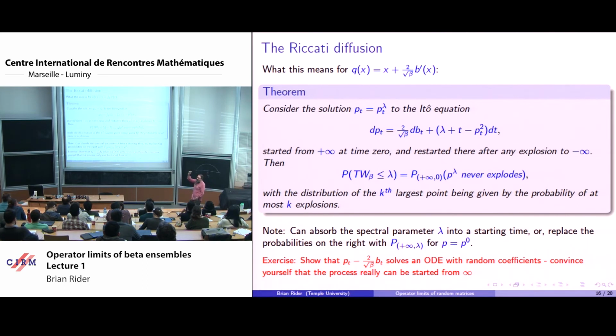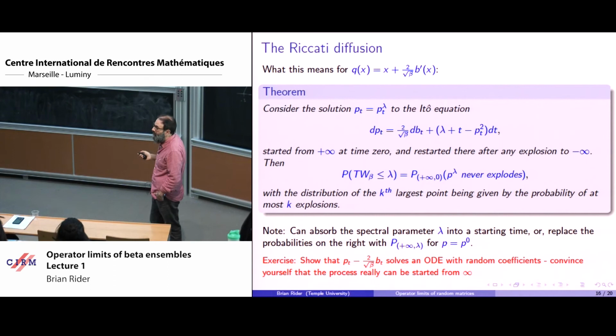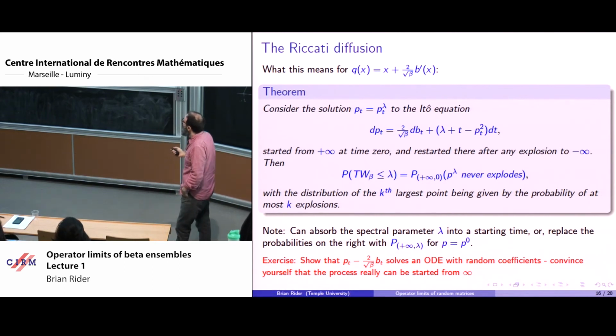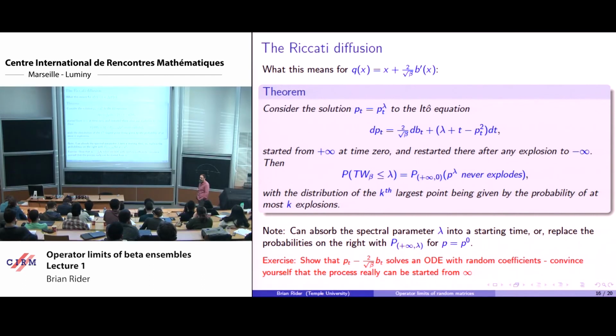Now this diffusion, you can start at infinity, and if it hits minus infinity, you pick it back up and do it again. And the theorem, a corollary of having the stochastic Airy operator representation, is that the distribution function for the general beta Tracy-Widom distribution is the probability that you take this diffusion, begin it at infinity at time 0, and ask for the probability that it never explodes.